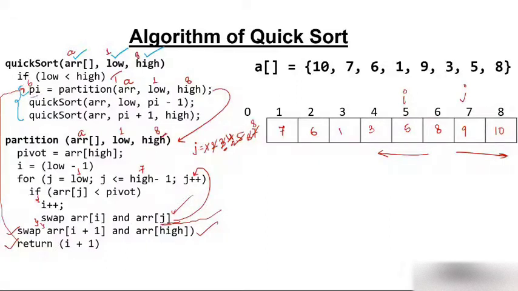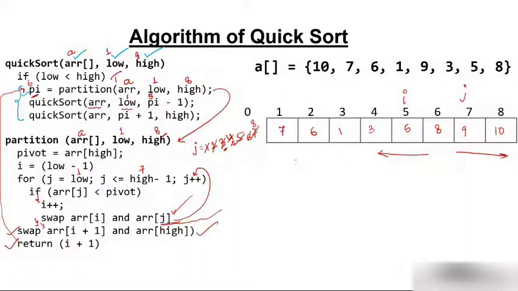Now pi has value 6. So I'll again call quicksort. I'm calling quicksort for the array. Array is array. Low is again the same; low is not changed. Low is 1. But high is now pi minus 1. What is pi? Pi is 6. 6 minus 1 is what? 5. So have you seen the beauty?